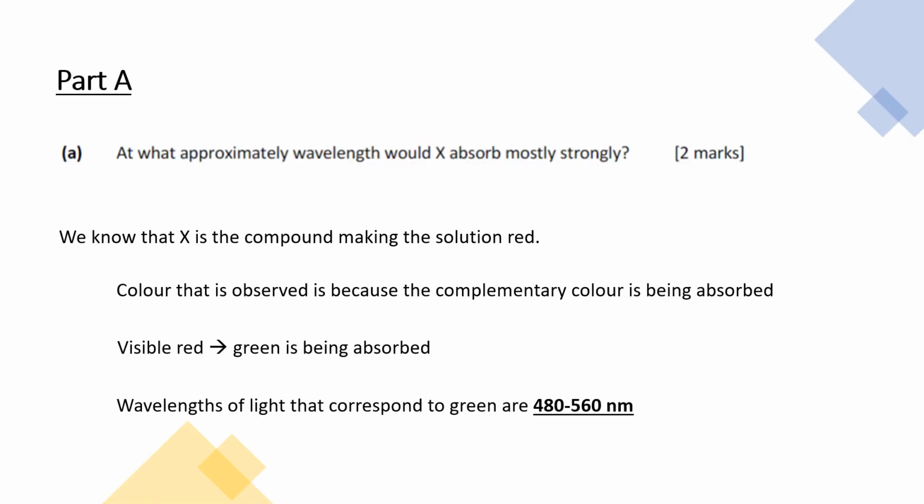Part A of this question asks us, at approximately what wavelength would X absorb most strongly? What we know from the beginning of this question is that compound X is making the solution red, so the wavelength that X will absorb most strongly is the complementary color. We have a visible red, which means that green light is the light that is being absorbed, and wavelengths of light that are green are in the range 480 to 560 nanometers.